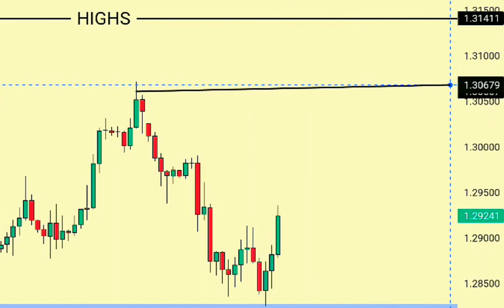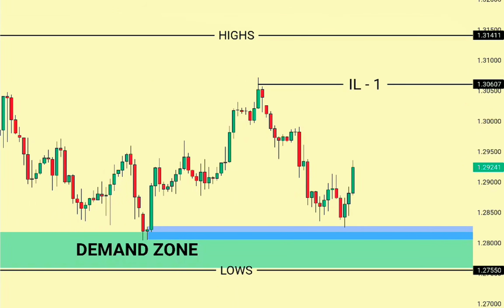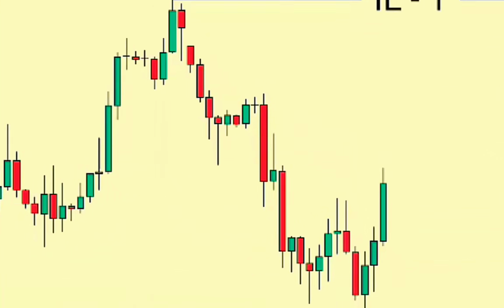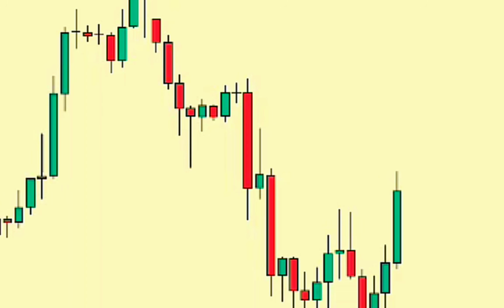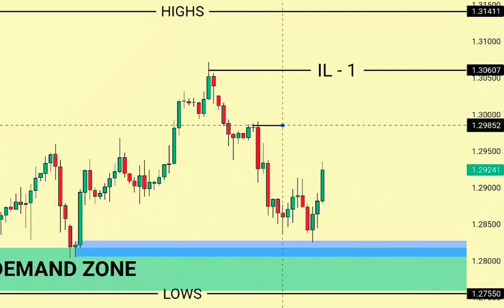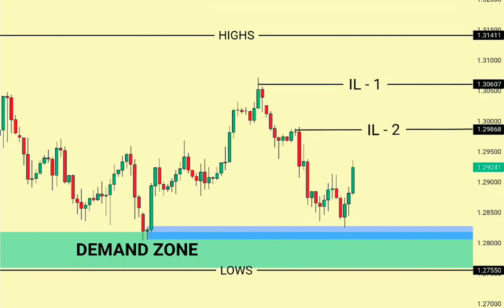This is the first internal liquidity. After moving higher, the market created a small pullback before continuing its bullish move. Then, as the market continued higher again, it created another pullback. This becomes our second internal liquidity. Notice that both of these formed inside the bullish move, not above the top highs and not below the bottom lows. That's the most important thing to remember.